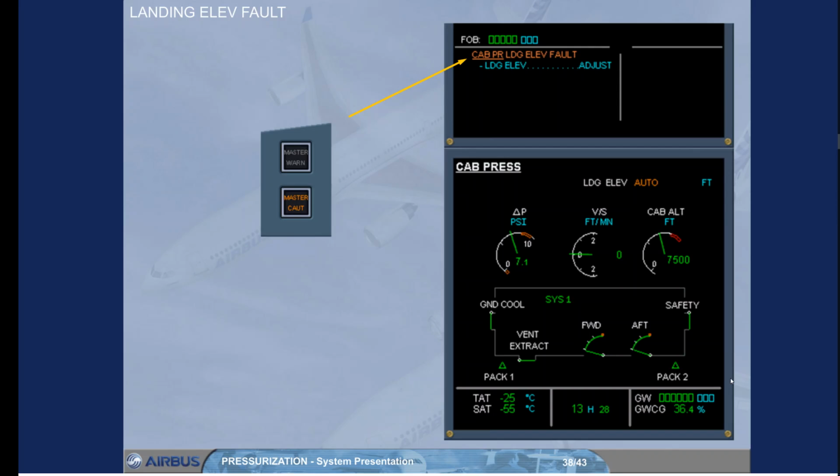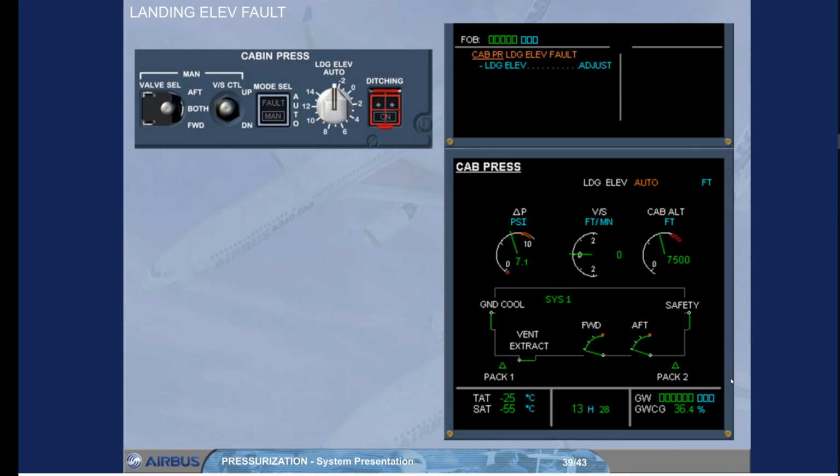The caution CAB PRESS LDG ELEV FAULT is telling you that the pressurization system has, for some reason, lost the landing elevation data normally supplied by the FMGS. Notice that the landing elevation details on the system page are blank. Read the actions on the engine warning display. In this case, the procedure asks to set the landing field elevation manually with the landing elevation selector.